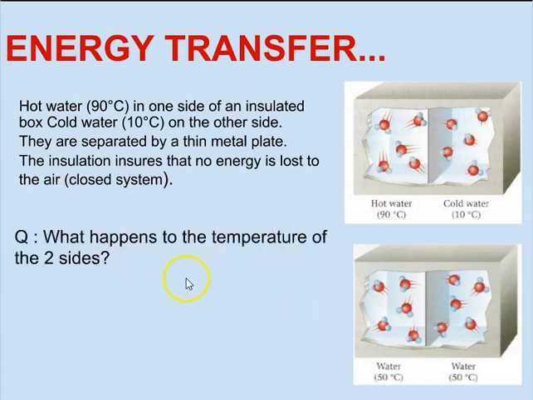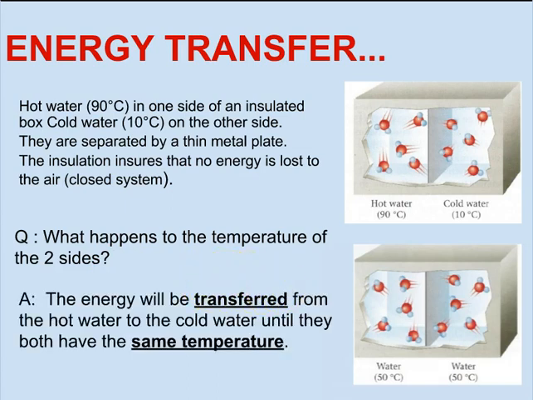Now, what happens to the temperature of the two sides? Over time, that energy from the hot water will transfer through the metal plate into the cold water, creating more energy in the cold water, right? Those molecules bump into each other, they add more heat, they add more energy, and the temperature starts to rise. Eventually, the two temperatures will be equal to each other.